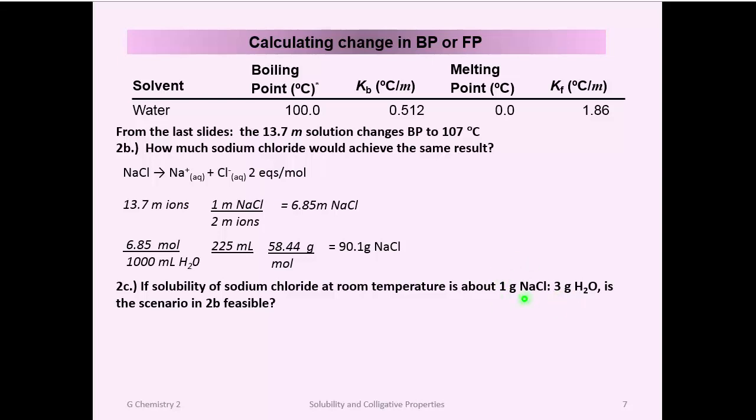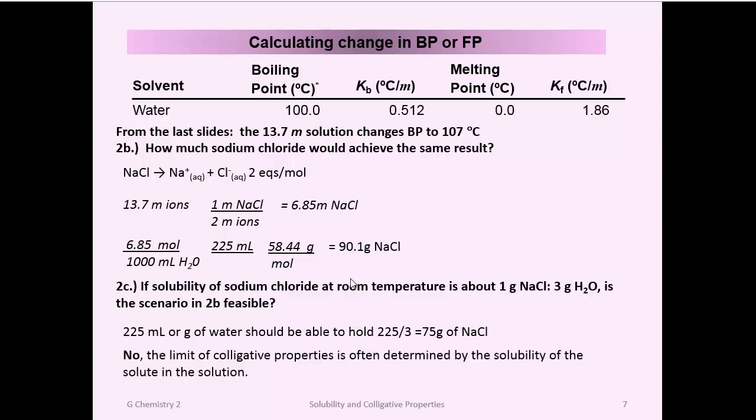So if this fact is accurate, is this scenario reasonable? Let's work our way back. We got 225 mils or grams of water. So if we just use this quick 3-to-1 ratio and divide that by 3, we could dissolve up to 75 grams of sodium chloride. Well, unfortunately, we would need to dissolve 90 to achieve that minus 25 degree drop in temperature.